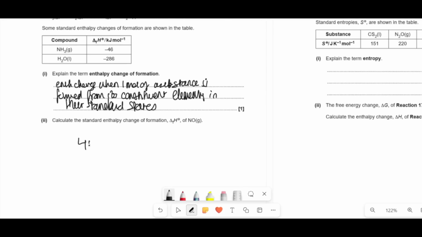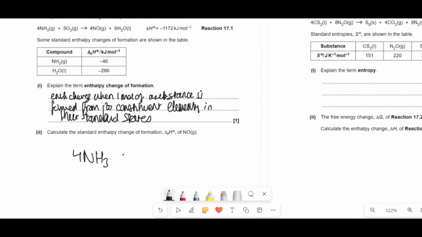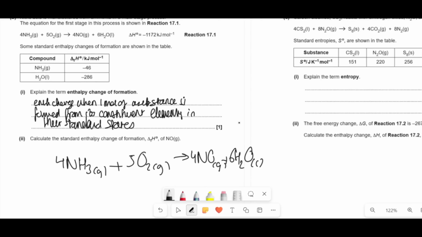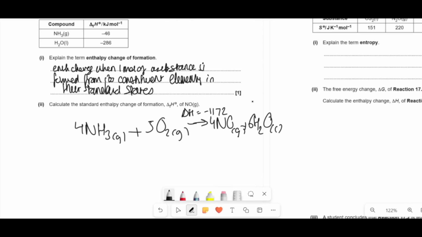So write out the overall equation that we're looking for. NH3 gas plus 5O2 gas goes to 4NO gas plus 6H2O liquid. And they've told you that the enthalpy change for this reaction is minus 1172. When it says find the enthalpy of formation, that doesn't mean you jump straight away saying, oh, arrows upwards, because it's looking for the enthalpy change of formation of NO, and there's no NO here. So what are you going to do?